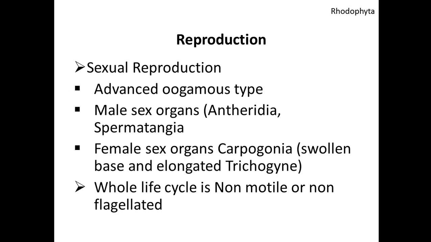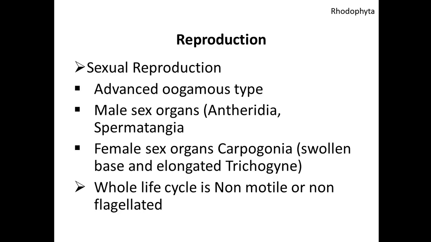As far as sexual reproduction is concerned, it is an advanced oogamous type of reproduction. It occurs by the formation of non-motile gametes. Oogamous type means that the egg is stationary or static. The male gamete is non-motile but is carried to the female gamete by water, and the female gamete is larger. So this is how sexual reproduction takes place.